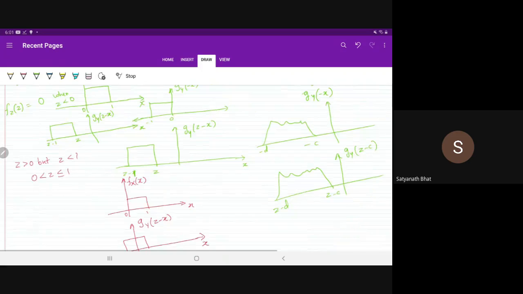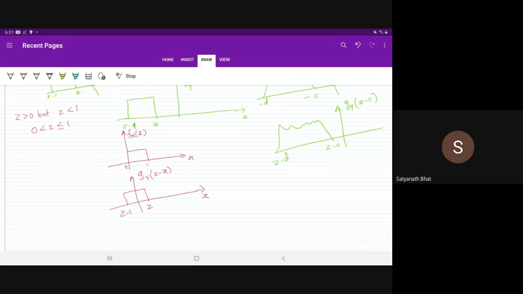So if I have to take the common area, what is the common area? This is going to be the common area, and the product of both will give you 1. So what we will get is fz of z will be an integral. The lower limit is 0, the upper limit is z, and the common thing that I'm integrating is x. So fz of z will be equal to z. I hope this is clear.